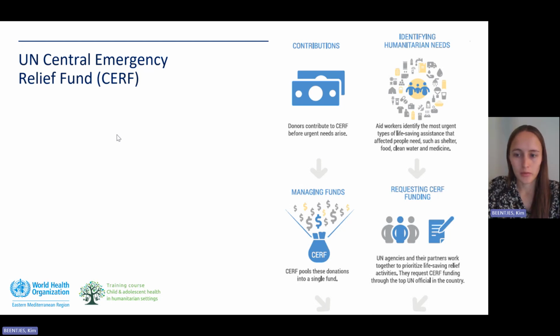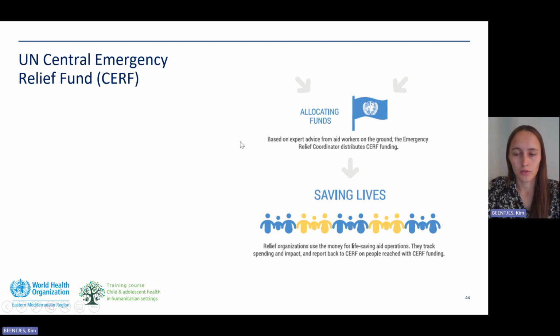And then UN agencies and their partners work together to prioritize life-saving relief activities, and they request CERF funding through the top UN official in the country. Then these two streams come together into allocating funds based on expert advice from the aid workers on the ground. The emergency relief coordinator distributes the funding that CERF received, which then should lead to relief organizations using the money for life-saving aid operations. And they also track spending and impact and report back to CERF on the people reached with the funding.